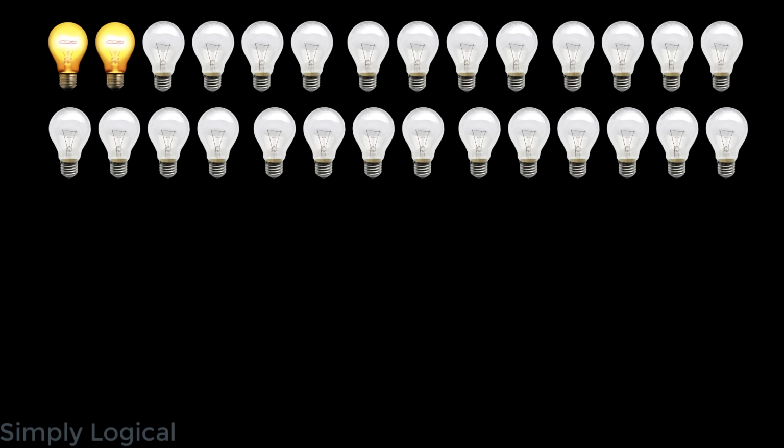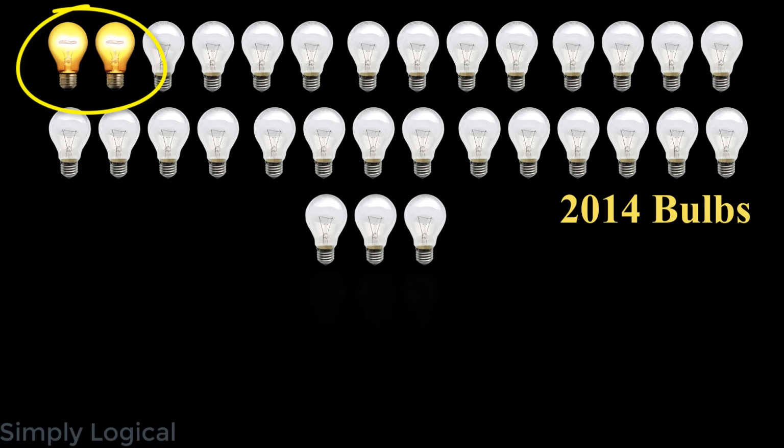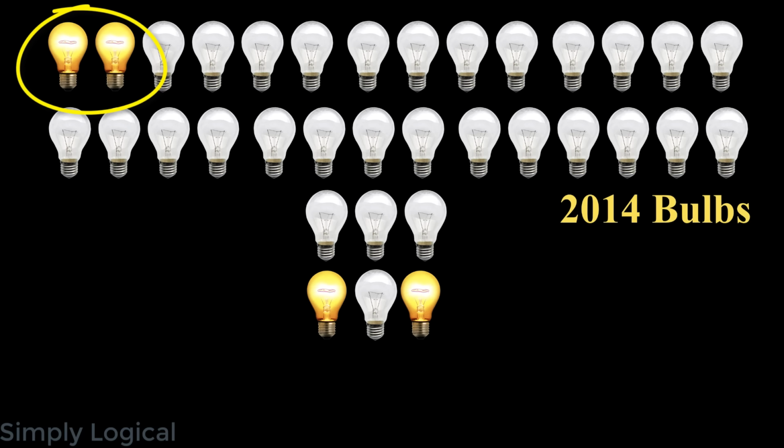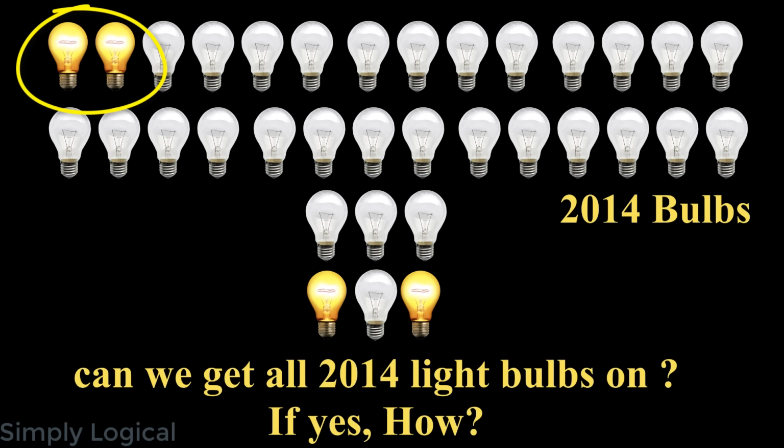On a circle, there are 2014 light bulbs, 2 are on and 2012 are off. You can choose any bulb and change the neighbors' state from on to off or from off to on. Doing so, can we get all 2014 light bulbs on? If yes, how? So let me repeat the puzzle.